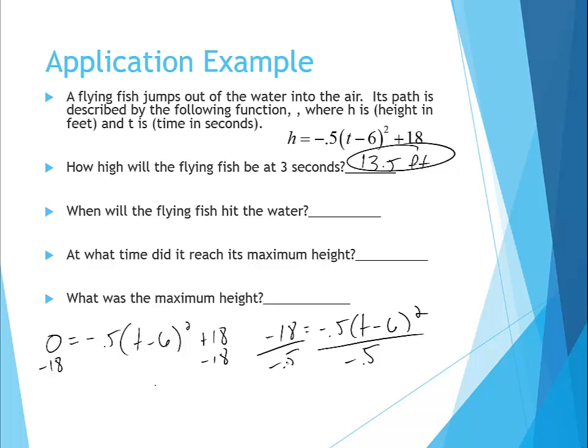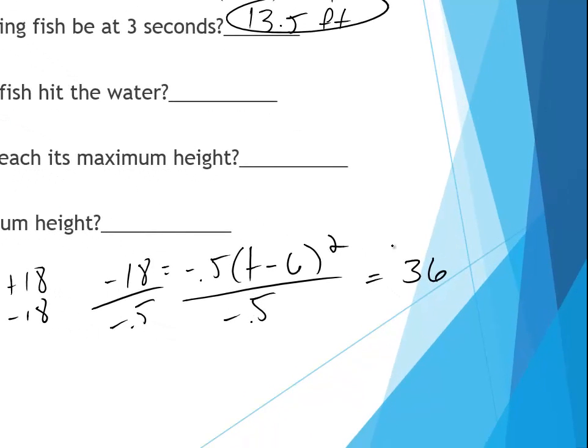Now, dividing by 0.5 is the same thing as dividing by half. And dividing by half is the same thing as multiplying by 2. So we're actually going to multiply 18 by 2, which will give you 36. Now, the reason why it's not negative is because a negative divided by negative is a positive. So that's why it's positive 36. And that'll equal, we'll have 36 equals t minus 6 squared.